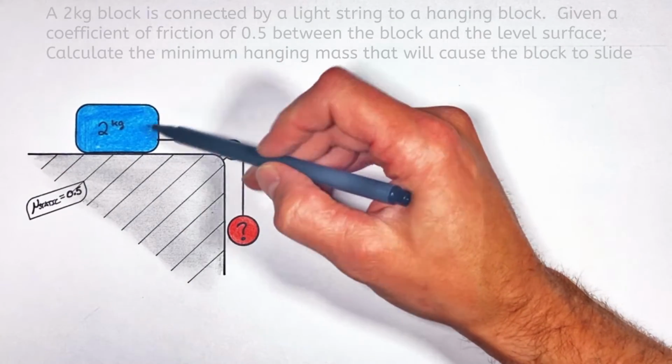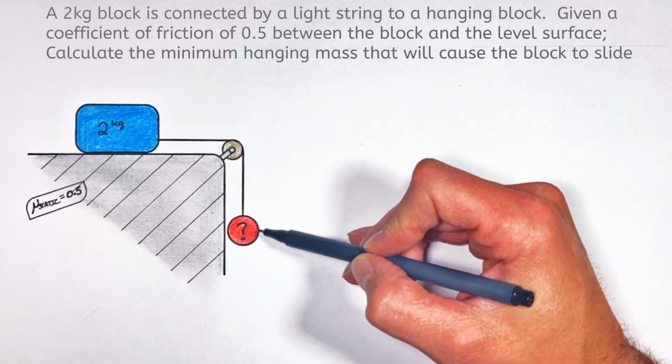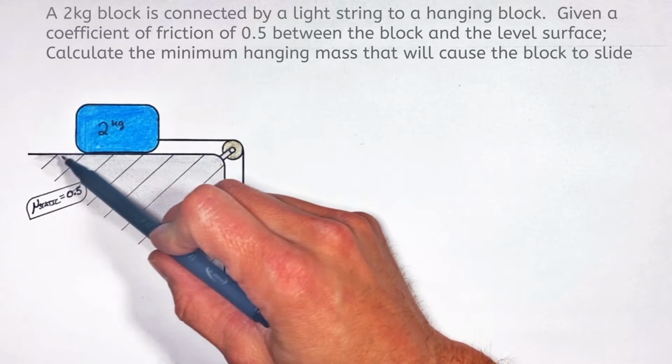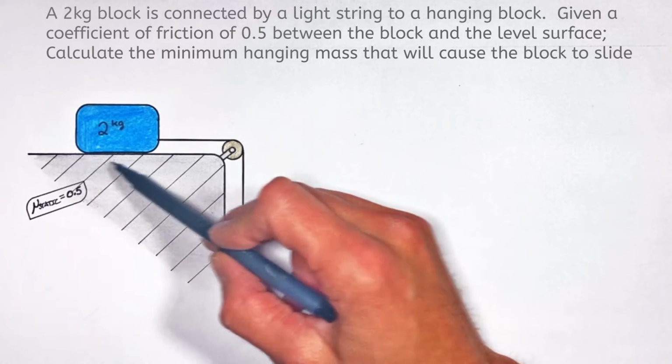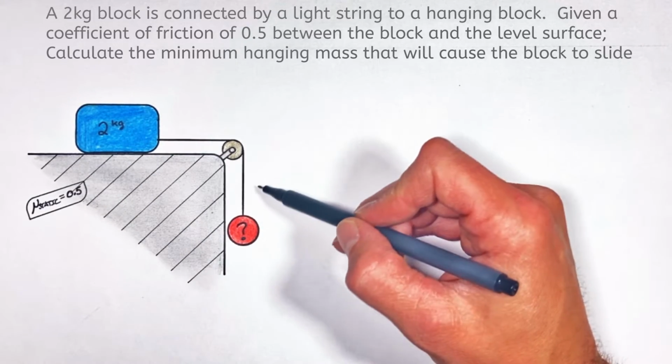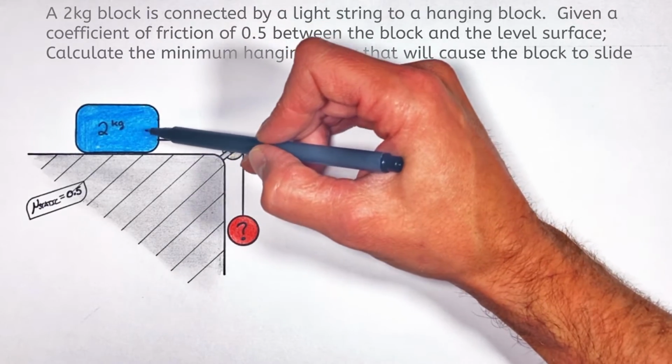Alright kids, today we've got a block which is connected by a string that runs over a pulley to a hanging mass. Now this block is sitting on a level surface which is rough, meaning there's some friction between the block and the surface. And we're going to solve for the minimum value of this hanging mass that's going to cause this block to move.